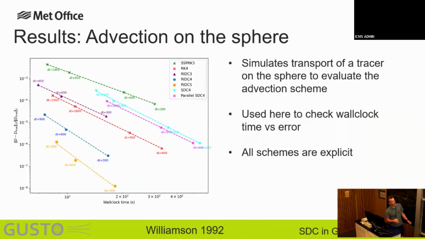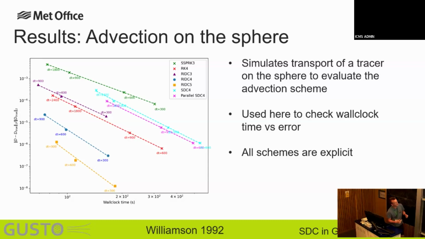And here I'm running with a variety of schemes. It's all explicit rather than IMEX. I've got SSP RK3, RK4, Riddick in third order, fourth order, and fifth order, and then serial SDC4 and parallel diagonal SDC4, using the non-stiff Q delta matrices.